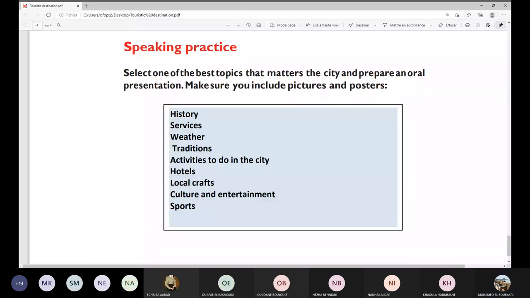So I'll start with activities to do in the city. Okay, go ahead. So in Essaouira, we have many places to visit. First of all, visitors can go to the Medina, the historical place. And then they can go to the sea for surfing, to do sport. And then there is a festival of Gnawa. Most tourists love it. And that's all.